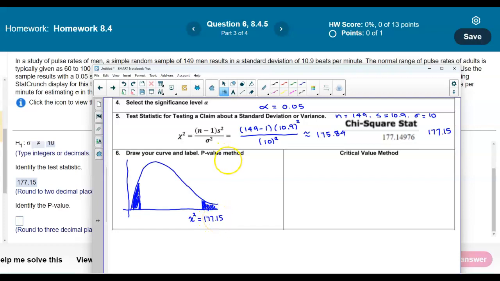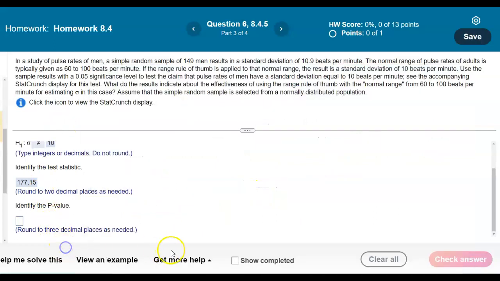Now in addition to that, we need to know what the degrees of freedom are. Recall that the degrees of freedom is n minus 1, so that's going to be 149 minus 1, which is 148. Okay, and then we want to find that p-value. In order to find the p-value, you want to find the probability that the chi-square value is greater than or equal to 177.15. And since it's two-tailed, we're going to have to multiply that by 2. So let's go ahead and open up StatCrunch.